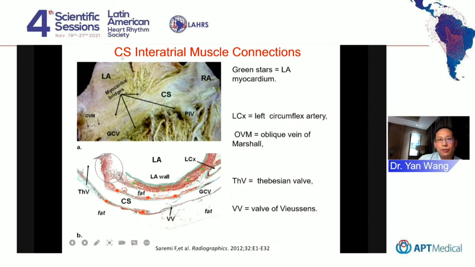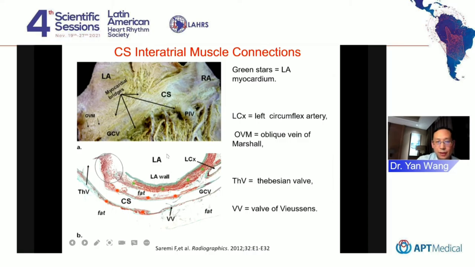Then the next part we need to know is the muscle connections of the CS. From the posterior to anterior view, we can see the coronary sinus and many myocardial branches just over the coronary sinus in the posterior wall. These are epicardial connections. We can see the right atrium and the left atrium, and we can see the muscle.